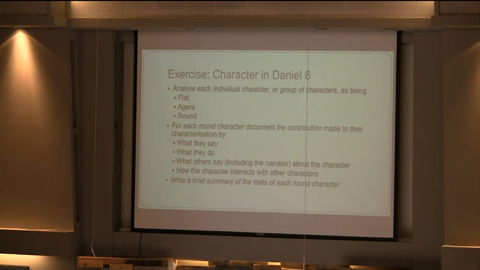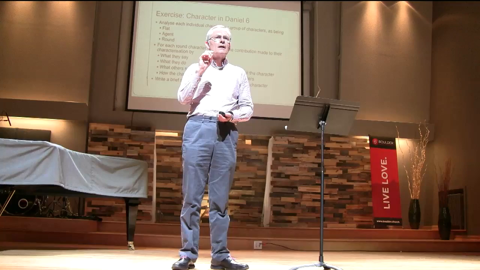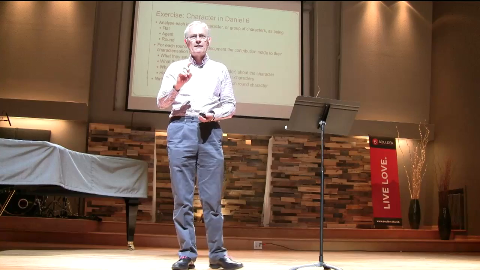Which of those characters are flat? That is to say, they have one characteristic, but they don't develop. All right? Which of the characters are agents? That is, they're there in order to move the story on, but they don't have a major role to play. And which are the round characters? Which are the most complex characters in the story?